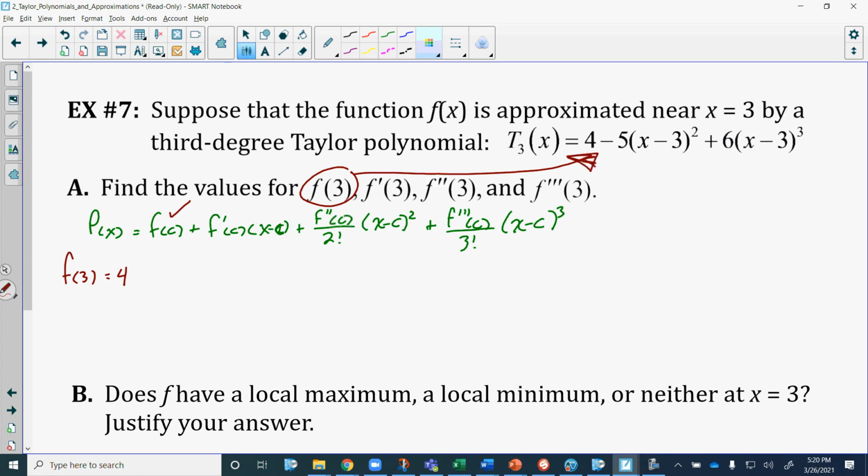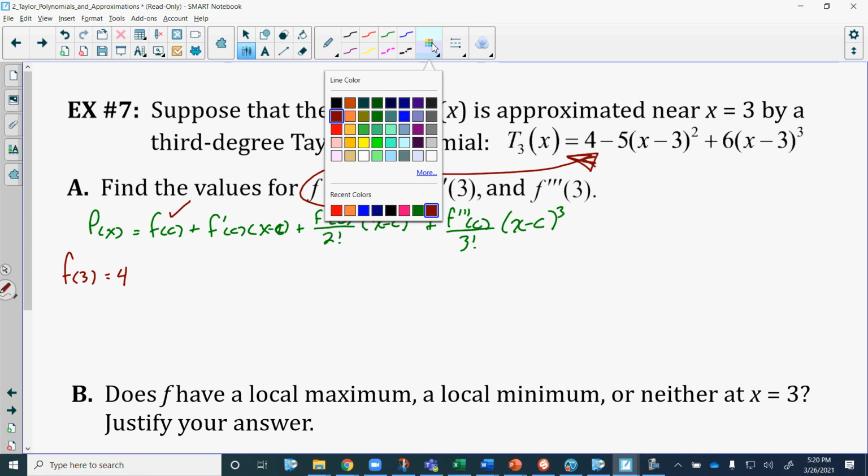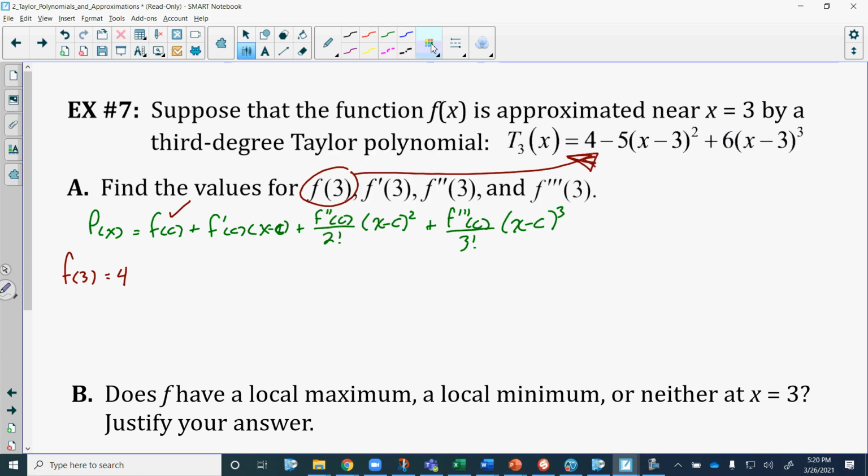Now, let's try f prime of 3. Okay, so f prime of 3 represents the first degree portion of the Taylor polynomial. And if you notice, that first degree portion is missing. It's missing here. So if it's missing, then that means that f prime of 3 has to be 0.